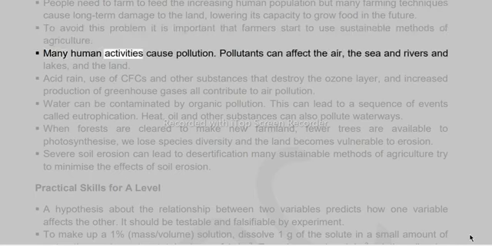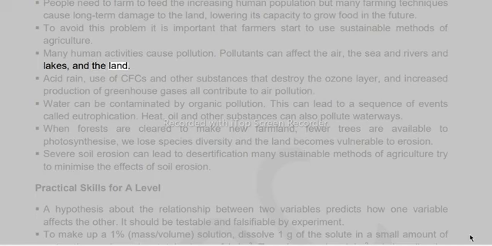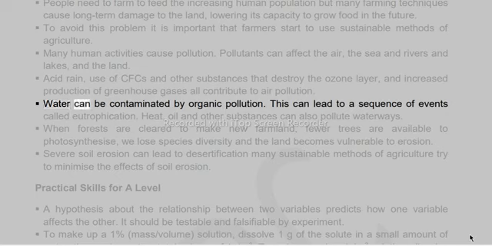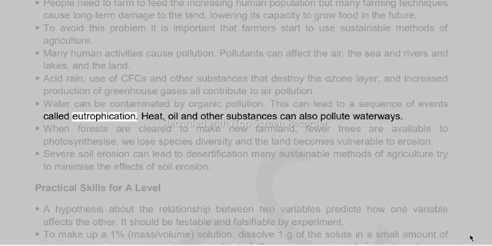Many human activities cause pollution. Pollutants can affect the air, the sea, rivers and lakes, and the land. Acid rain, use of CFCs and other substances that destroy the ozone layer, and increased production of greenhouse gases all contribute to air pollution. Water can be contaminated by organic pollution. This can lead to a sequence of events called eutrophication. Heat, oil, and other substances can also pollute waterways.